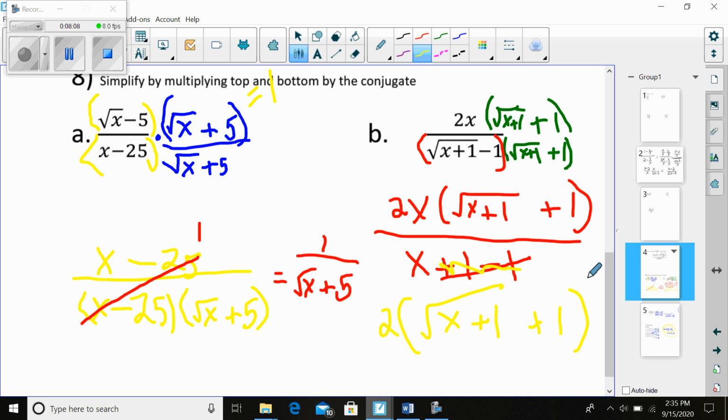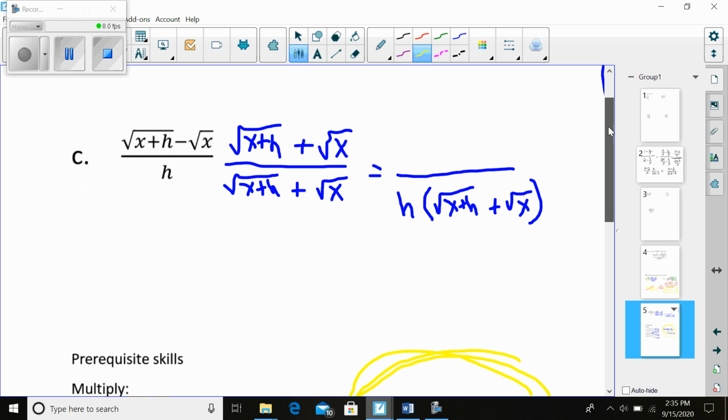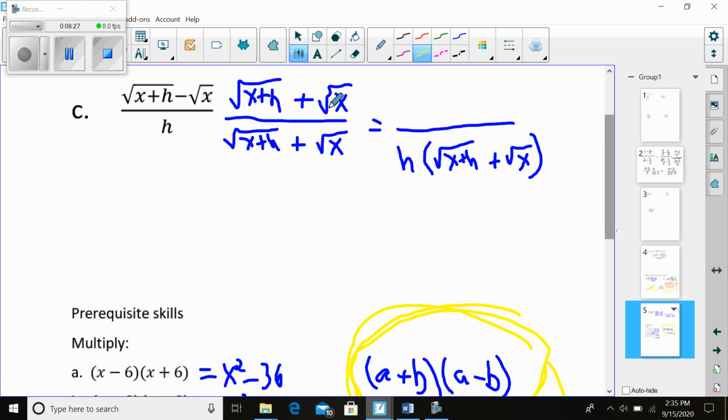Students might ask me, can we distribute the 2 now? If you want, right? I'm totally happy with that answer. Or if you distributed the 2, I'd be fine with that answer as well. So I would like you to pause the video and try letter C. So notice in letter C, I gave you the conjugate, okay, the exact same expression, just with the opposite sign. And then I wrote the denominator for you. Do not distribute that h in the denominator. Okay, so please pause the video and try this problem.